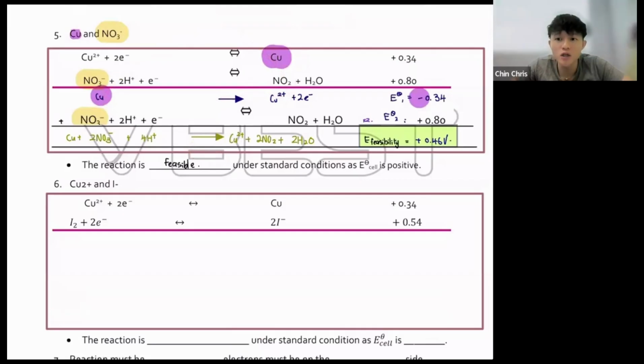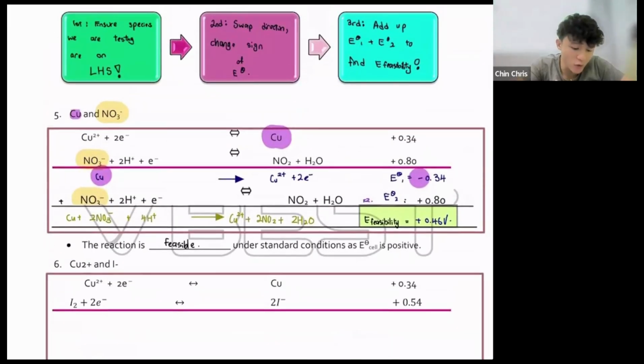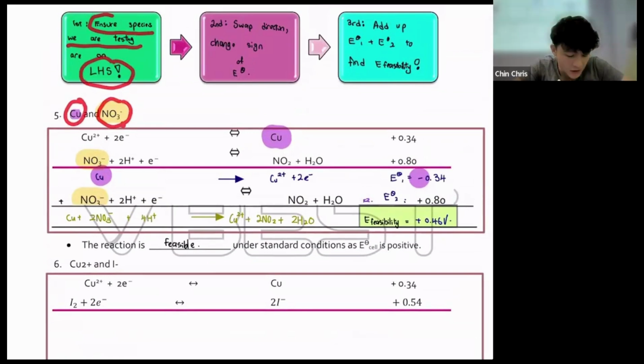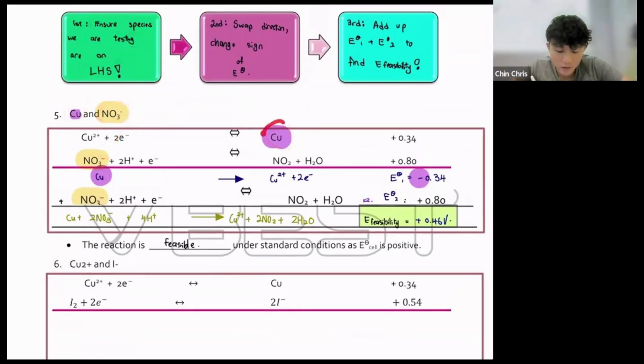Why do you change the top equation but not the bottom equation? Because you are not paying attention. The species that we are testing must be on the left-hand side, and we are testing for NO3 and Cu. NO3 is already on your left-hand side. Why change the sign? You only change the sign when you are flipping the direction. See it? I highlighted it for you already. Your NO3 is already on your left-hand side, so there is no need to change the sign for NO3 minus.